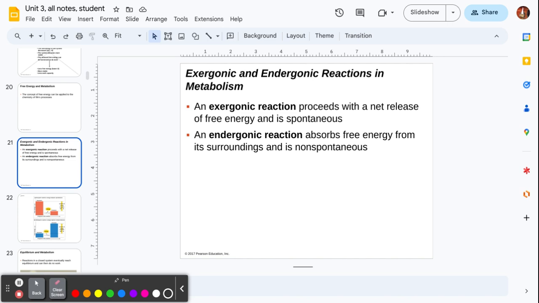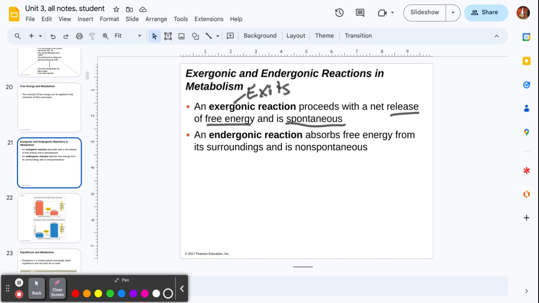So meaning that it exits, meaning the energy is leaving. So there is a release of free energy. We also call these spontaneous reactions because they will happen on their own. There is no catalyst or enzyme needed in an exergonic reaction. Okay, so these guys, energy exits.